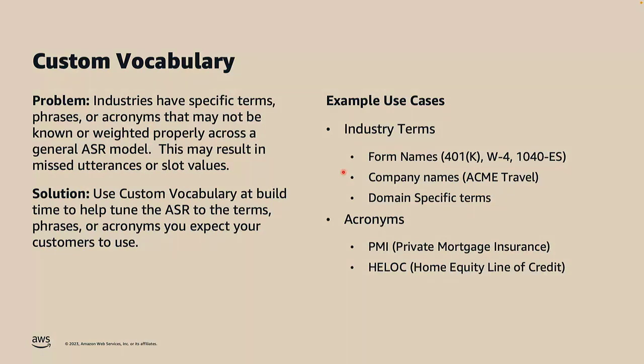Same thing with company names. If your company name isn't an English word per se, and might be a culmination of English words, or simply just isn't getting recognized or given the weight that you need it to be, you can specify company names and other proper nouns as well. Domain-specific terms we talked about, acronyms we talked about. So the examples I have here are PMI, private mortgage insurance, or HELOC, home equity line of credit.